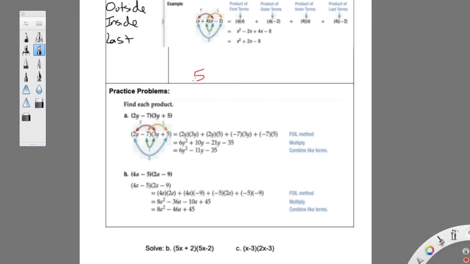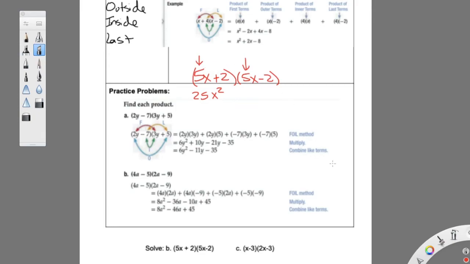5x plus 2 times 5x minus 2. All right, so first we have 5x and 5x. So that's 25, because 5 times 5 is 25. x times x is x squared. So that's my first term, because it's the first thing in both.